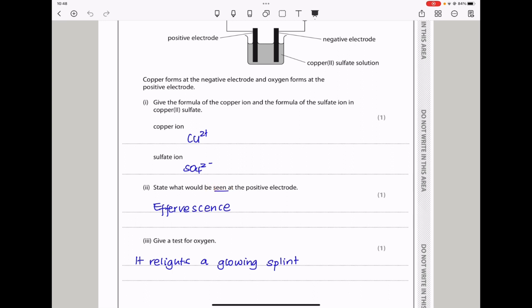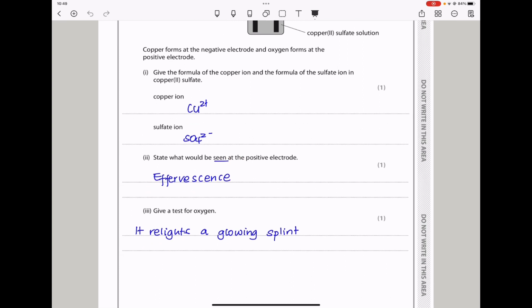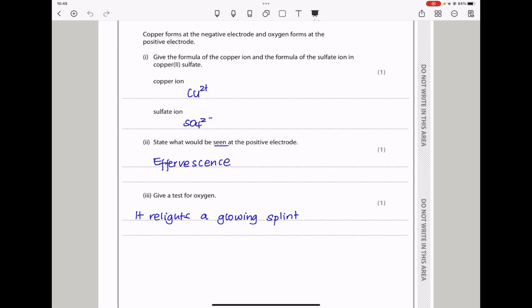You cannot write that you see oxygen because you cannot see it. So you just have to say effervescence, or you could say bubbling. Next they say give a test for oxygen. Use a glowing splint. If it relights, then that is proof that the gas is oxygen.